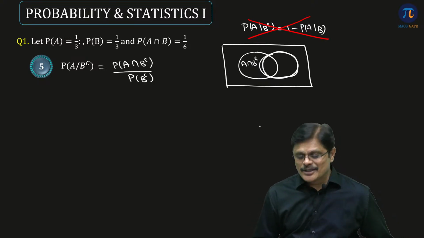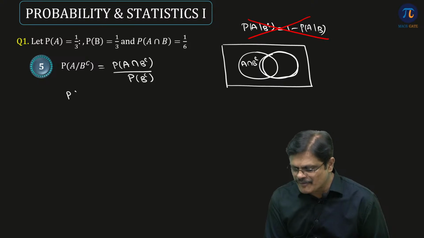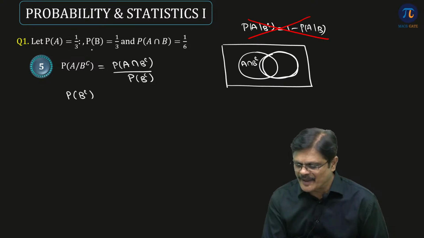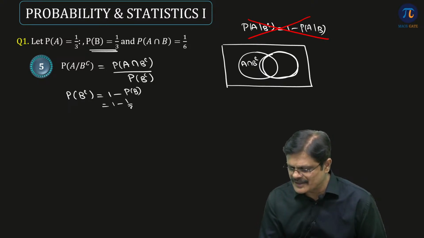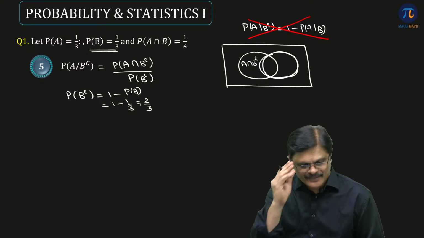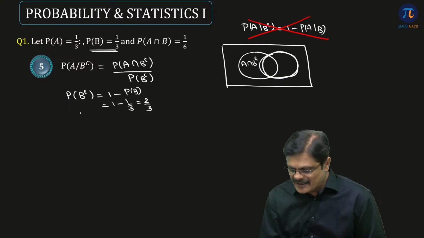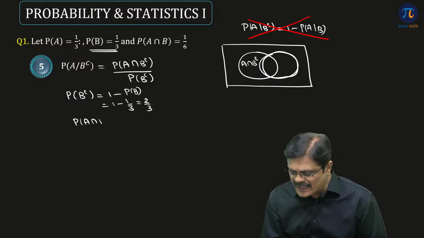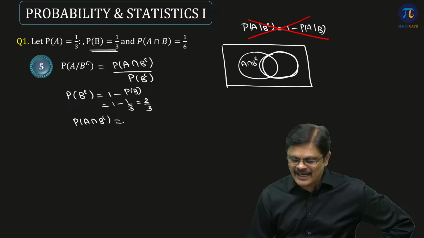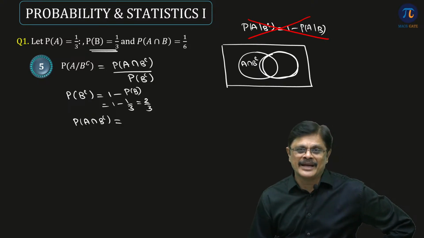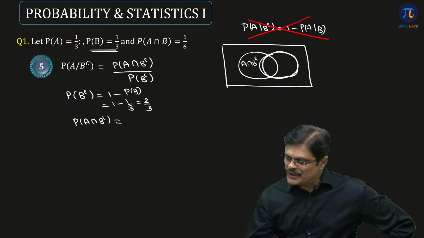So first of all, we need the probability of B complement. Probability of B complement is 1 minus probability of B, which is 1 minus 1 by 3, that is 2 by 3. Then what is the probability of A intersection B complement? What is the probability of A and B complement? For that you can use this method, sir.